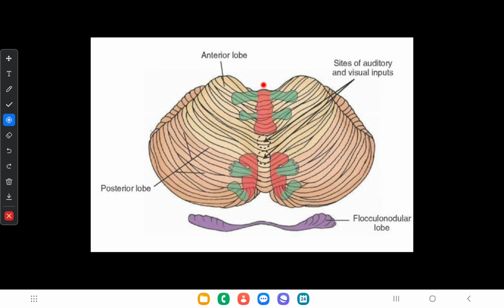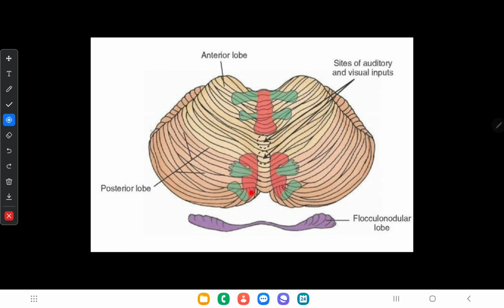Cortex of the vermis is responsible for movements of the long axis of the body, such as neck, shoulders, thorax, abdomen and hips. The intermediate zone is the immediate lateral part to the vermis, which controls muscles of distal parts of the limbs, especially hands and feet.